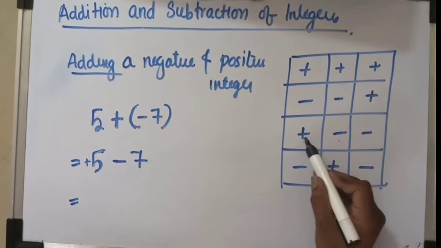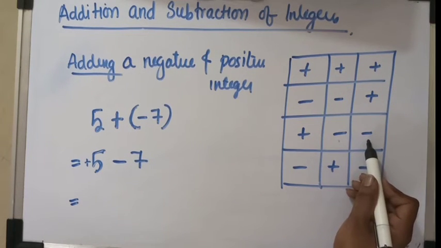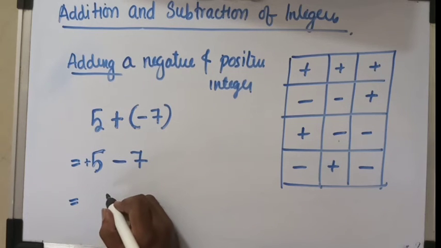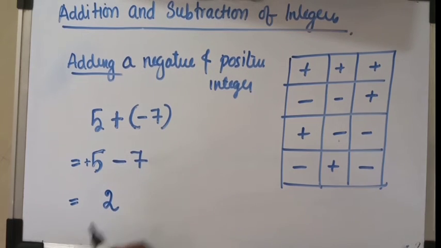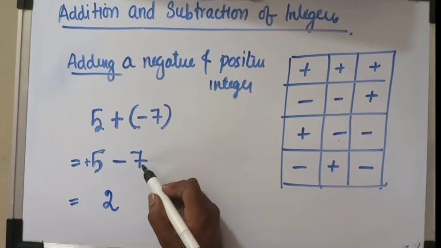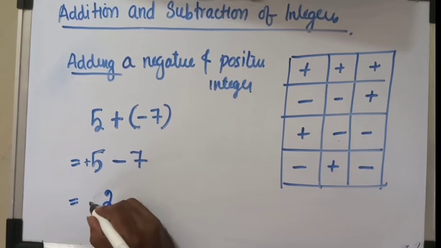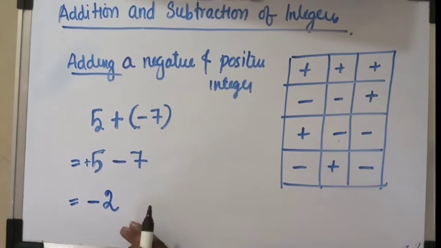Now children, 5 is positive here and 7 is negative. Plus and minus, what you need to do? You need to subtract. So 7 minus 5 gives me 2. अब ये दोनों में greater number कौन सा है? 7. 7 का sign क्या है? Minus. So whatever you do, you have to give the sign of the greatest number.